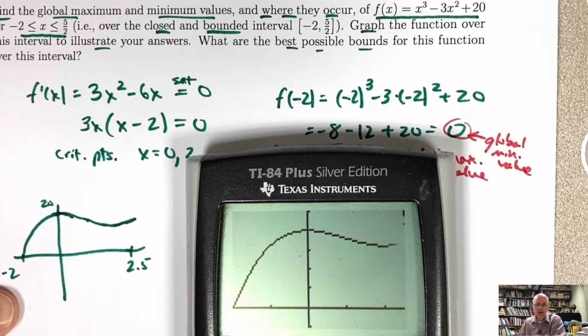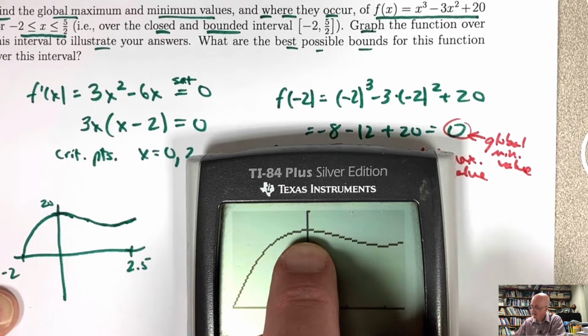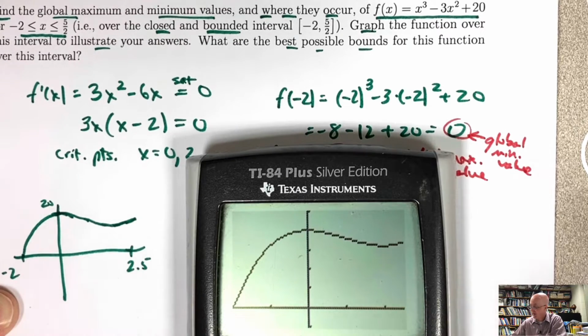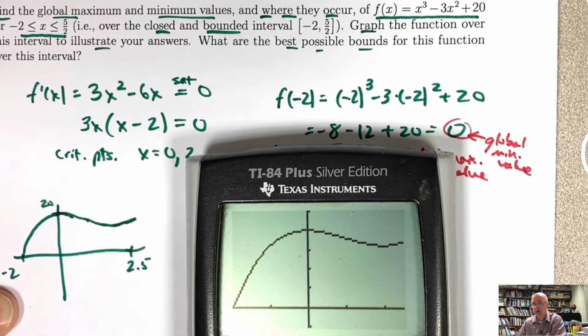Yep, looks pretty good. Global min value of 0 occurs at the left endpoint, x equals -2. Global max value of 20 occurs at the interior critical point, x equals 0. But the fact that I stopped the right endpoint at 5 halves means this point is not a global max value. If I made it further to the right, like maybe 3 or 4, this would go up high enough that over such an interval, the global max would occur at the right endpoint.